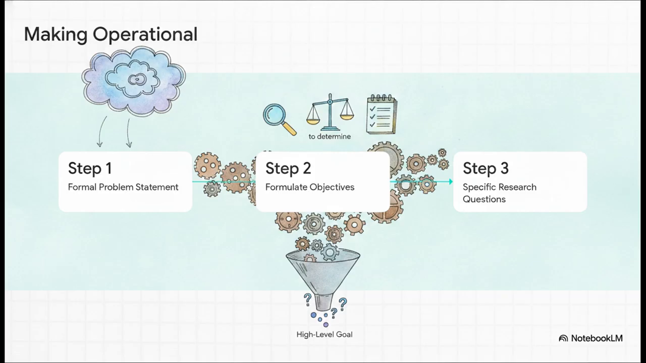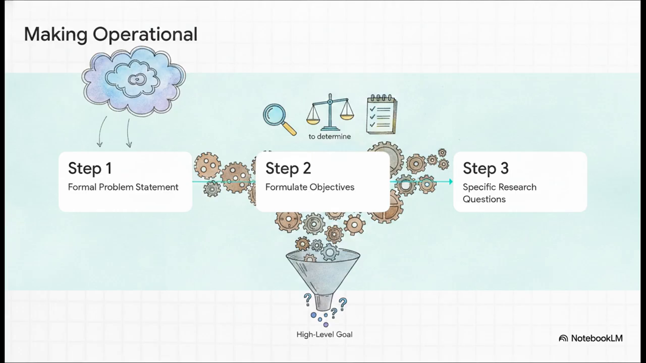According to scholar Donna Mertens, your central problem must now be broken down into specific, investigable components. This translation process is what turns a big theoretical statement into an actionable, boots-on-the-ground methodology. So, you start with step 1, your formal problem statement, which, as we saw, we already built. Then you move to step 2, you formulate your objectives. These are usually stated with strong, clear action verbs like to determine, to examine, or to analyze. And finally, step 3, you generate specific research questions.